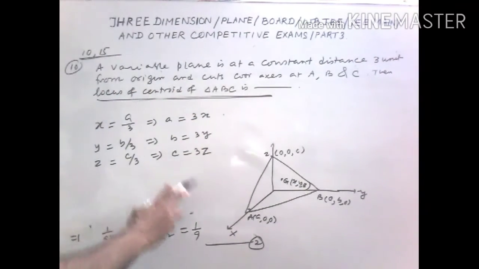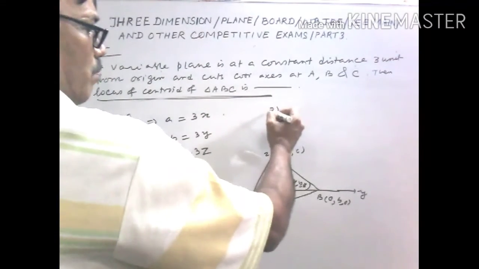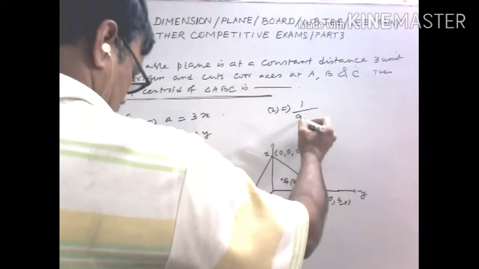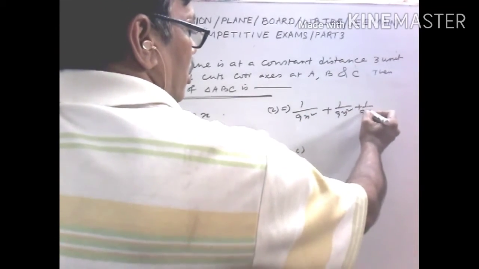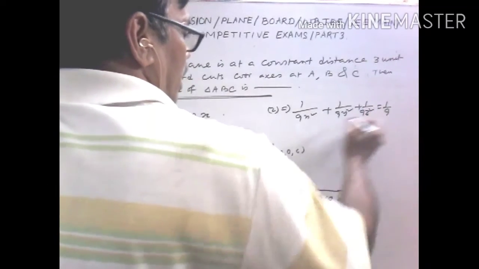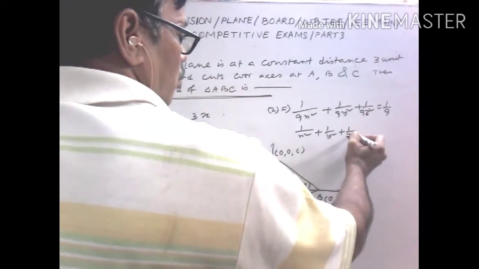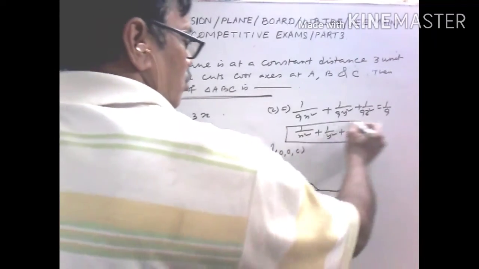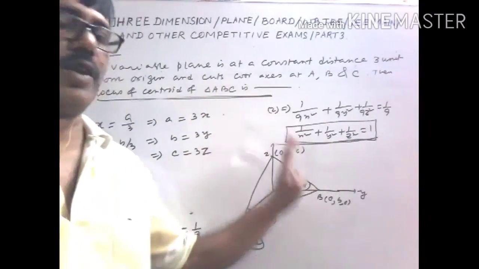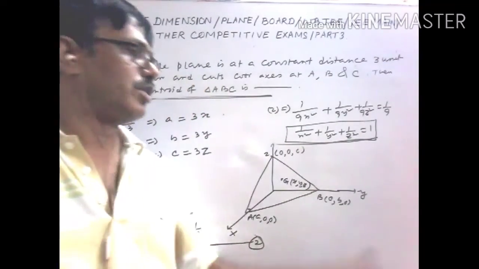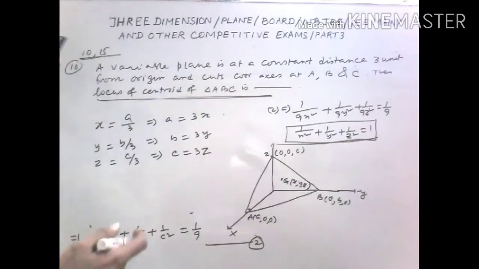So putting the values of x, y, z into equation 2, we get 1 by 9x square, 1 by 9y square, 1 by 9z square equals to 1 by 9. So 1 by x square plus 1 by y square plus 1 by z square equals to 1. So this is the locus of the centroid of the triangle. This is a most important problem for the board also.